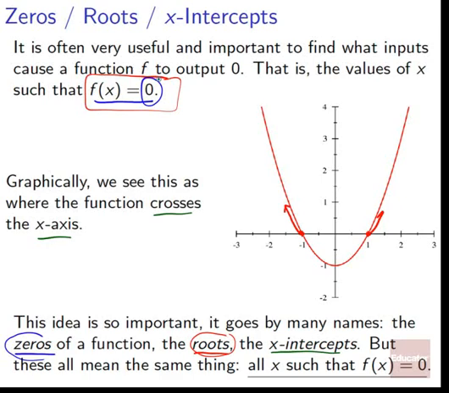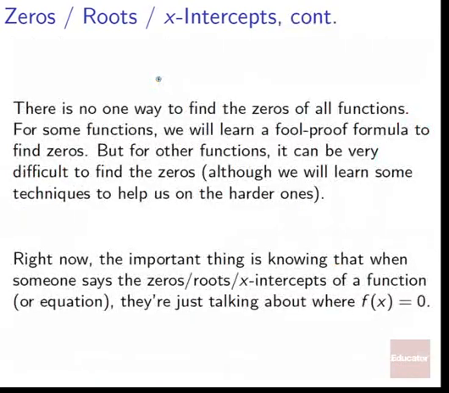They're the x such that f of x equals 0. We can also use these for equations. We might hear it as the zeros of an equation, the roots of an equation, the x-intercepts of an equation. Great. There's no one way to find zeros for all functions.